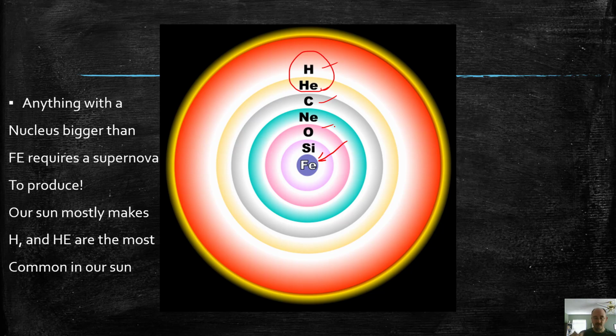And we can actually observe this happening. It's not theory, it's observed to have occurred. So anything with a nucleus that's denser or bigger than iron can't be made in the core of a star, but actually requires a supernova to produce, a star detonating. So think about how cool that is when you look at the periodic table of elements.